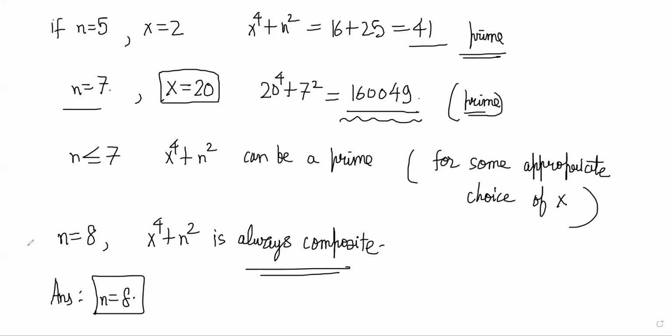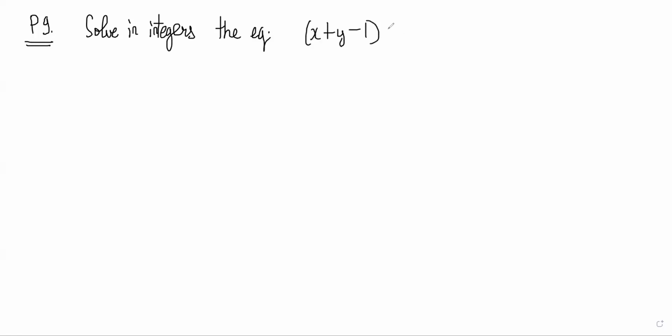Okay, let's move on to problem number 9. And in this question, we have to solve an equation. Solve in integers the equation x plus y minus 1 times xy minus 1 is equal to 2015. So we have to solve this particular equation in integers.